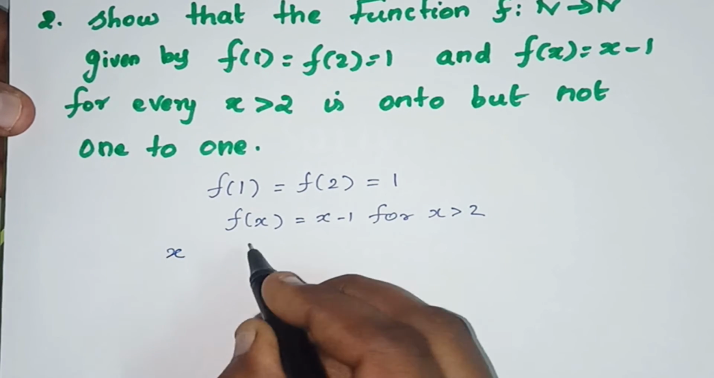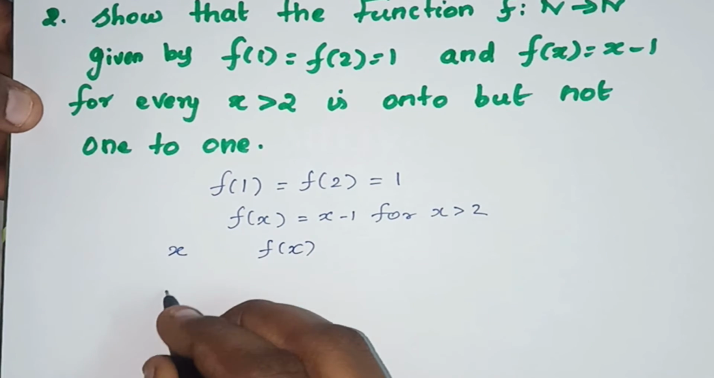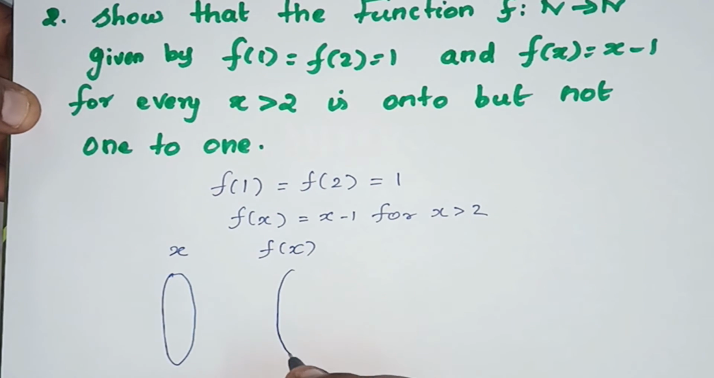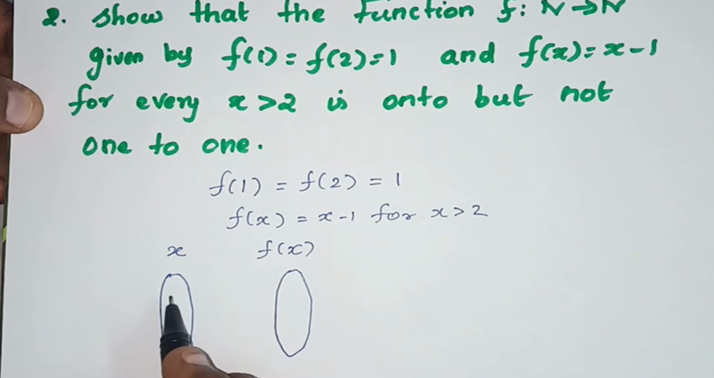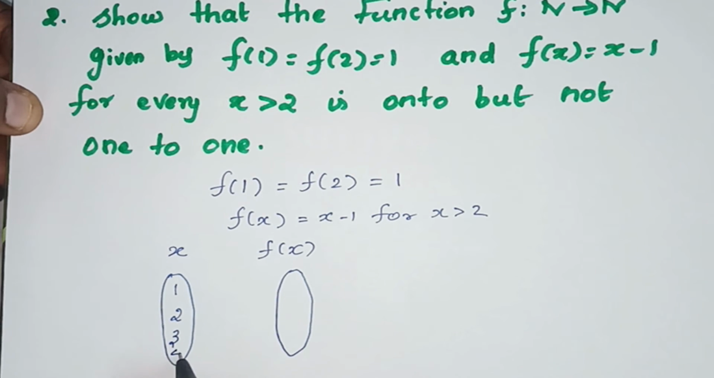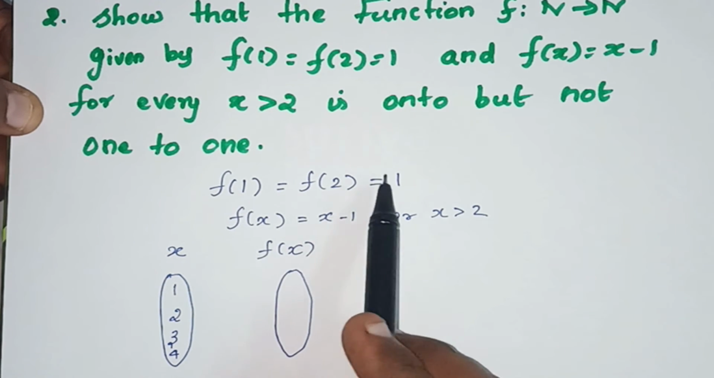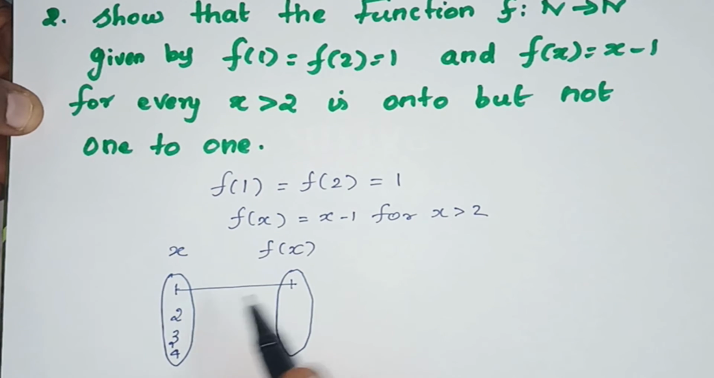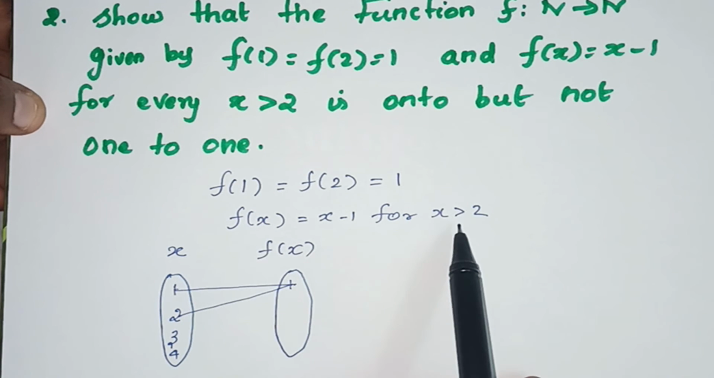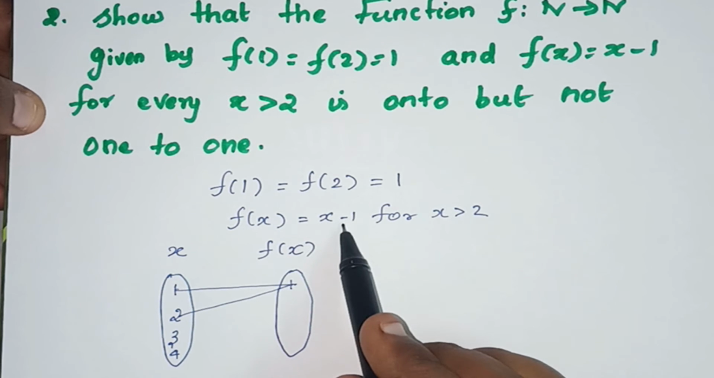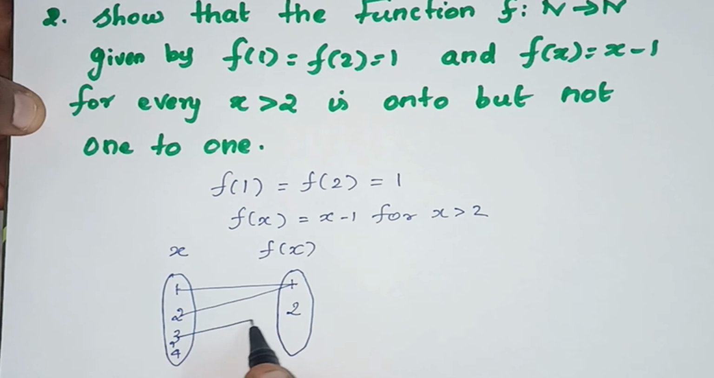So here x and f of x. By denoting a visual representation, this is x values, this is f of x values. So what is given? 1, 2, 3, 4 like that. So f of 1 is equal to 1. f of 2 is equal to also 1. So this is given, right? For x greater than 2, for example, x is equal to 3, f of x is equal to x minus 1. So 3 minus 1 is 2. So 3 goes to 2, 4 goes to 3, like that.